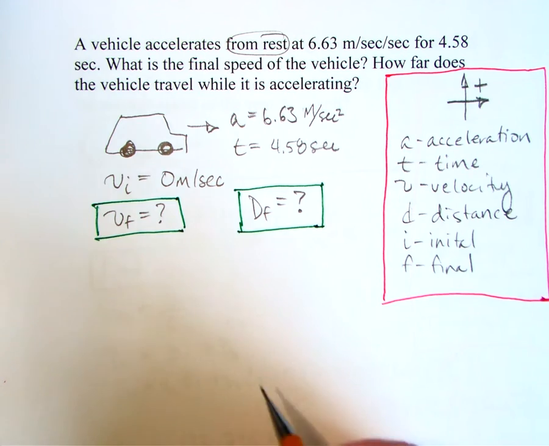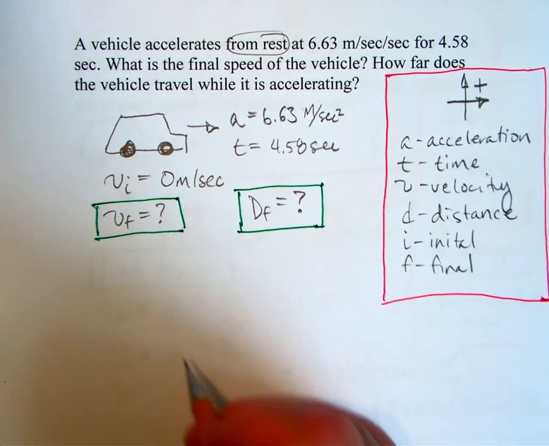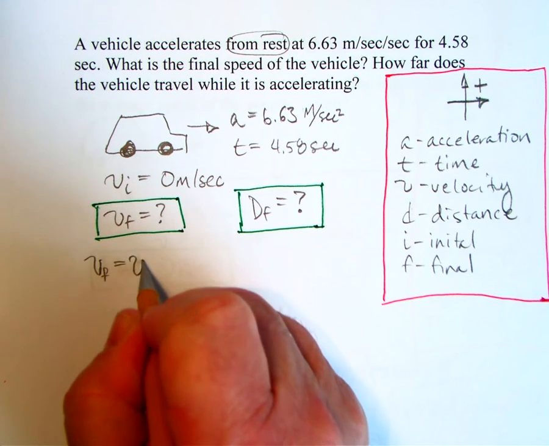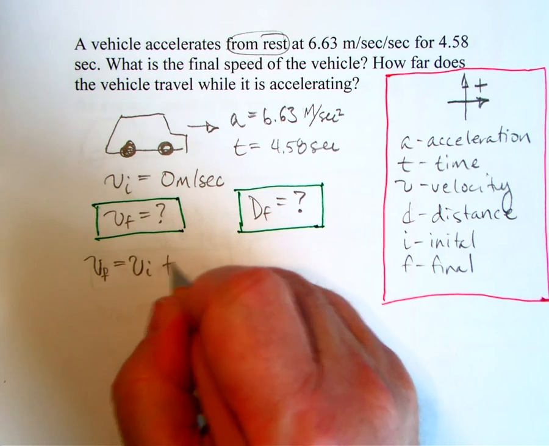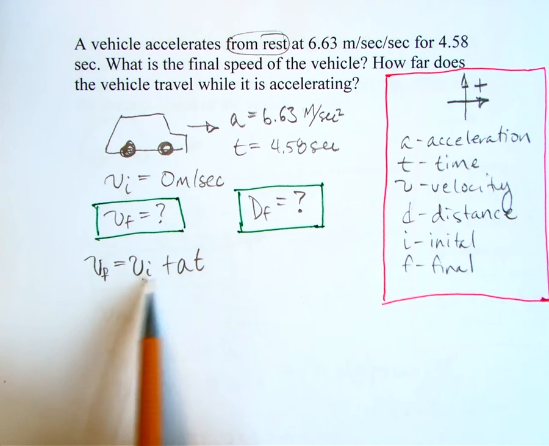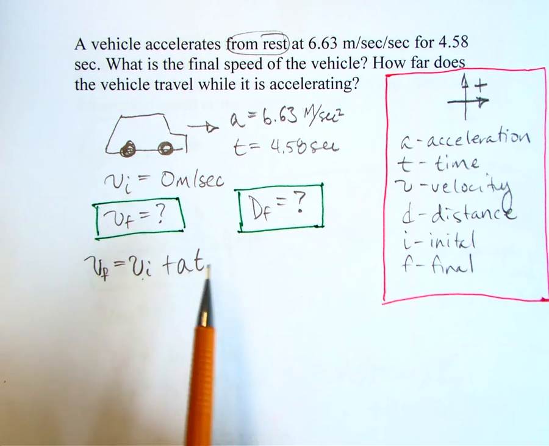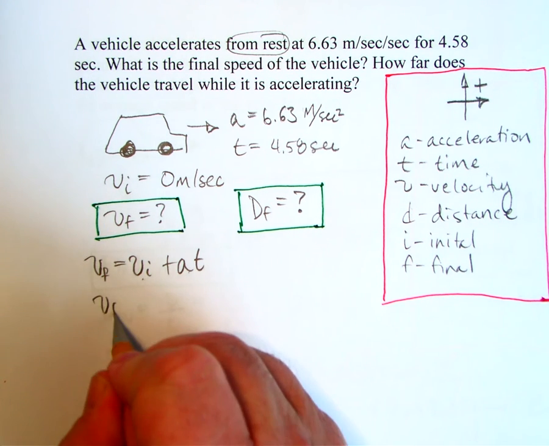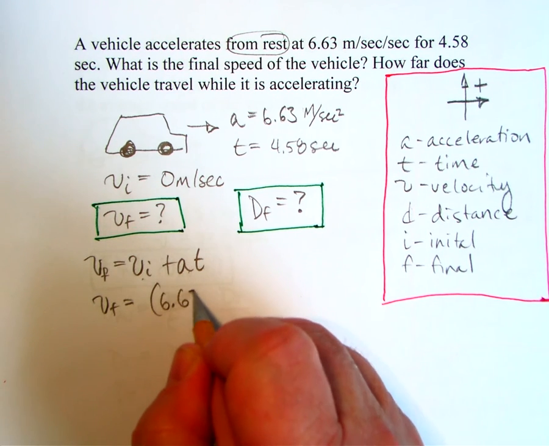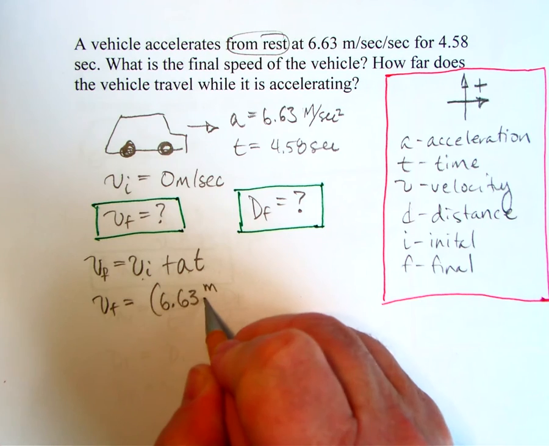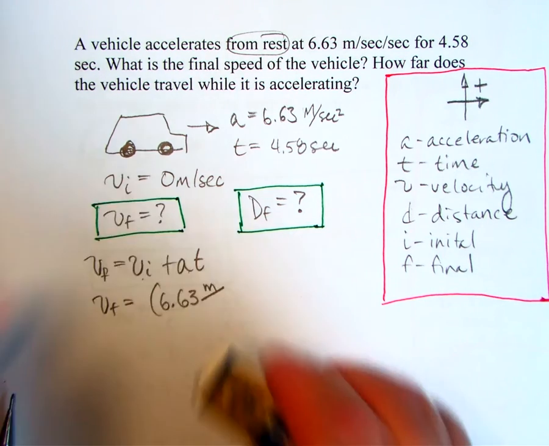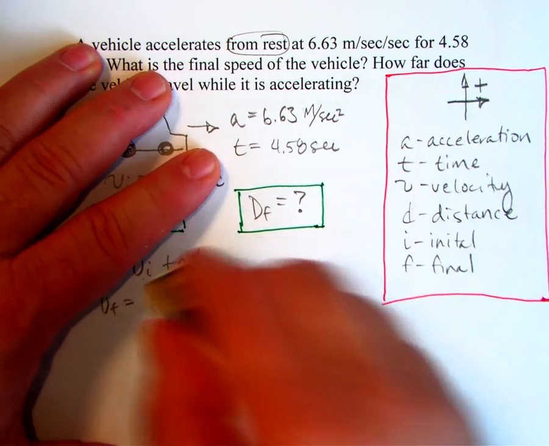So if you look on your formula sheet, of course, we do have the very formula we're looking for. The final velocity is equal to the initial velocity plus the acceleration times the time. We know that. We know that. We know that. Straightforward. The final velocity is equal to 6.63 meters. Whoop, sorry. Let me erase here. Put the wrong numbers in there, right?